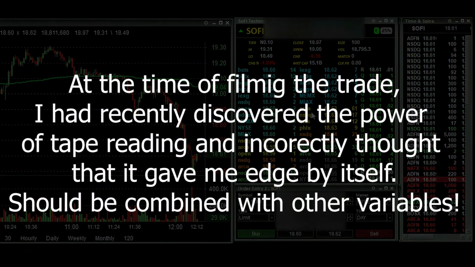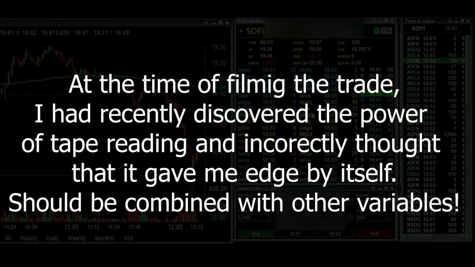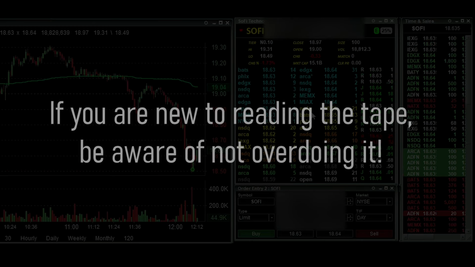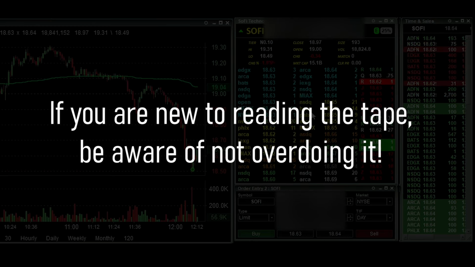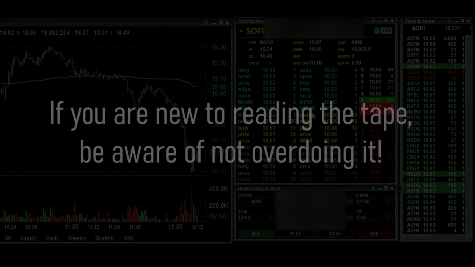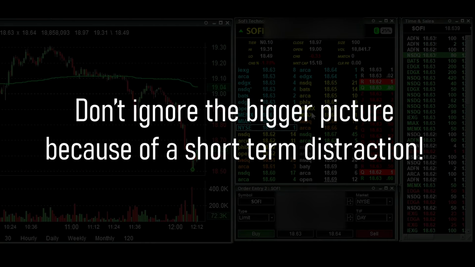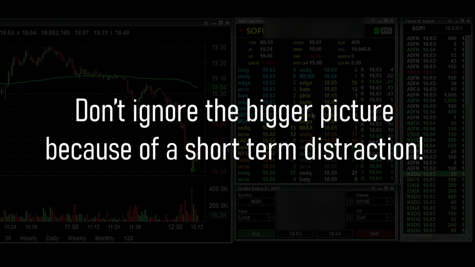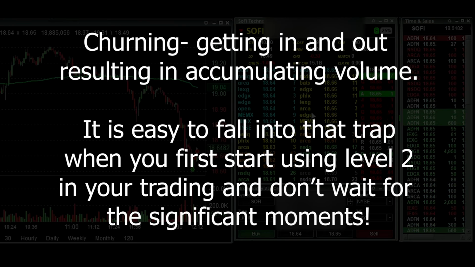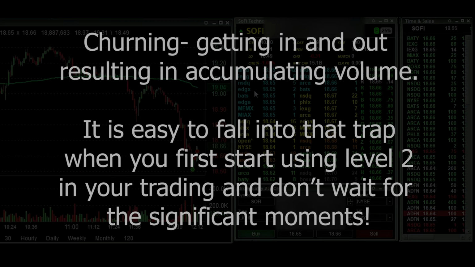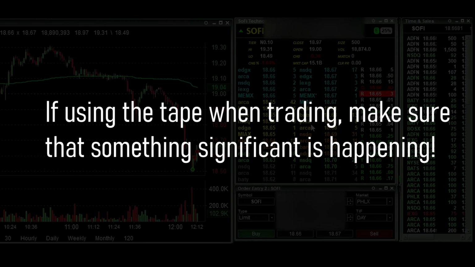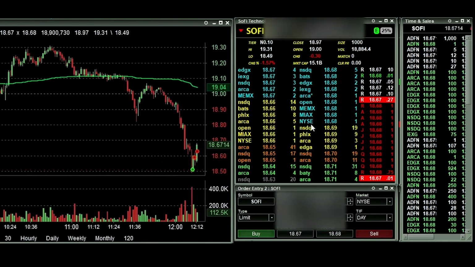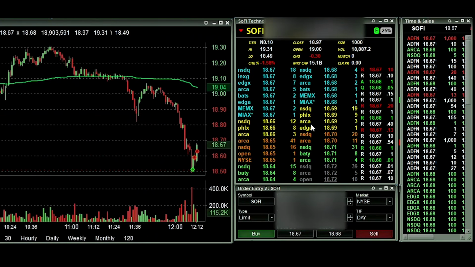At the time of recording this trade, I was just starting to read the tape, and something very dangerous when reading the tape is that you might forget the bigger picture and exit a really good trade without having reasons to exit just because you saw something on the tape and you thought it was significant. You should be careful not to just keep churning size when in reality the stock is just ticking up and down and not doing anything. And this trade is an example of me doing exactly that.